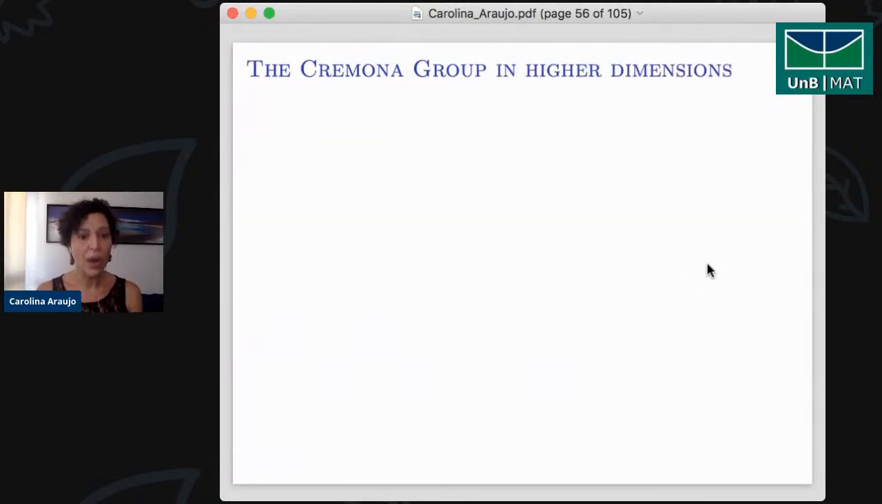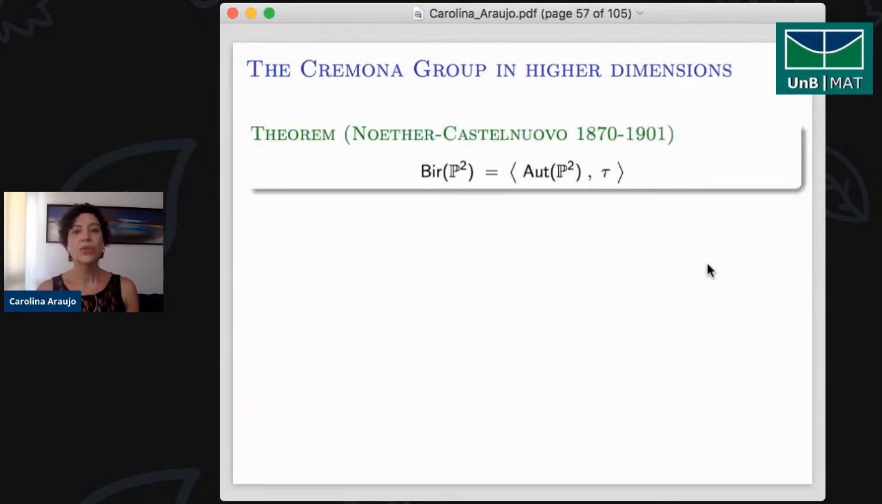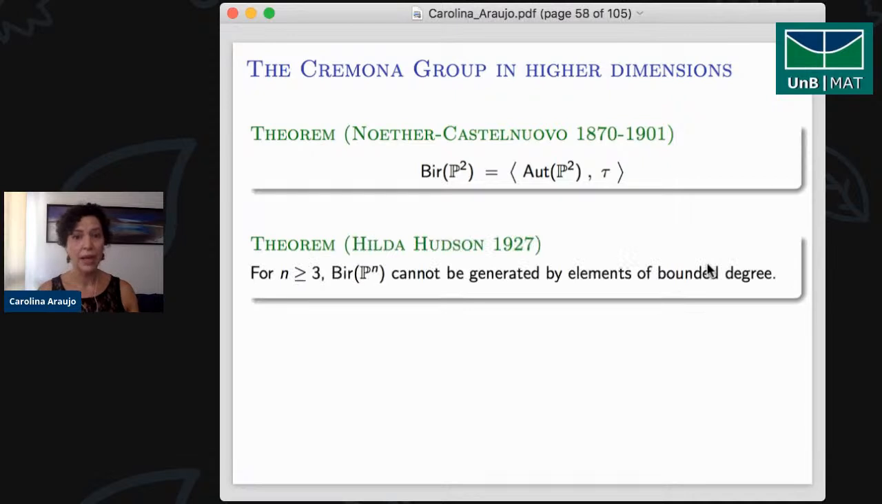Okay, so now let's move to higher dimensions and see what is known in this case. Let me just remind you of the theorem of Noether-Castelnuovo. The first thing I want to say is that we do not have any Noether-Castelnuovo type theorem in higher dimensions. This was observed by Hilda Hudson in 1927. She showed that for n at least 3, the Cremona group in dimension n cannot be generated by elements of bounded degree. So you cannot have anything similar to the Noether-Castelnuovo theorem. Any set of generators has to have unbounded degree and, moreover, even be uncountable. So we do not know any nice set of generators for the Cremona group in higher dimensions.